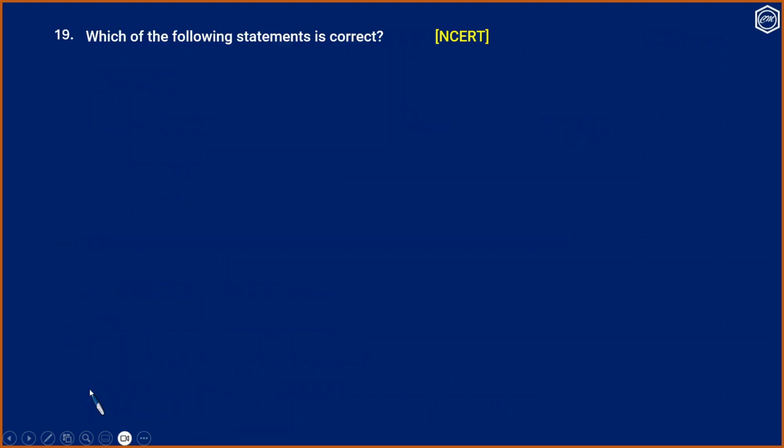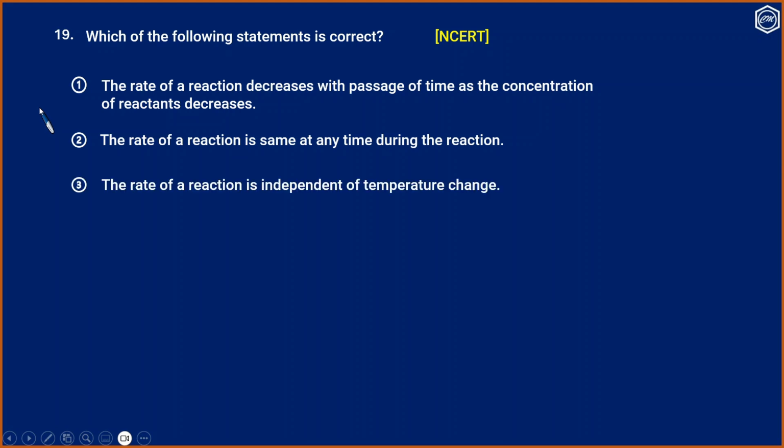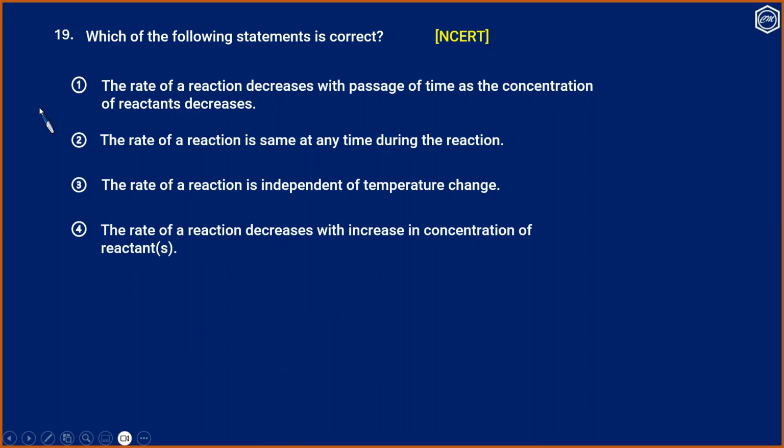Question number 19. Which of the following statements is correct? 1. The rate of a reaction decreases with the passage of time as the concentration of the reactant decreases. 2. The rate of a reaction is same at any time during the reaction. 3. The rate of a reaction is independent of temperature change. 4. The rate of a reaction decreases with increase in concentration of reactant or reactants.